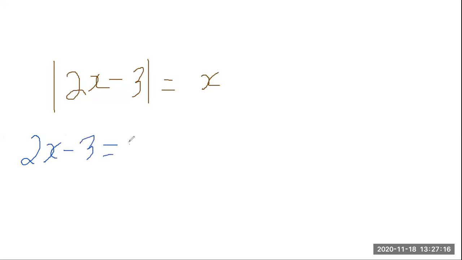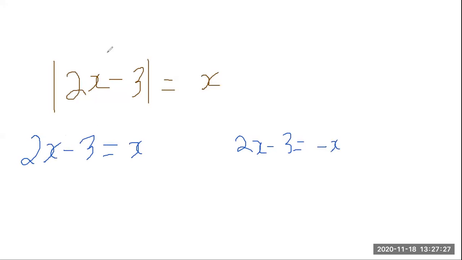So let's look at a quick example. Let's just increase this just a little bit more. If I have the absolute value of 2x minus 3 is equal to, let's say, x. How would I separate this equation if I'm going to solve it? All right, so we do 2x minus 3 equals x, and then 2x minus 3 equals negative x.